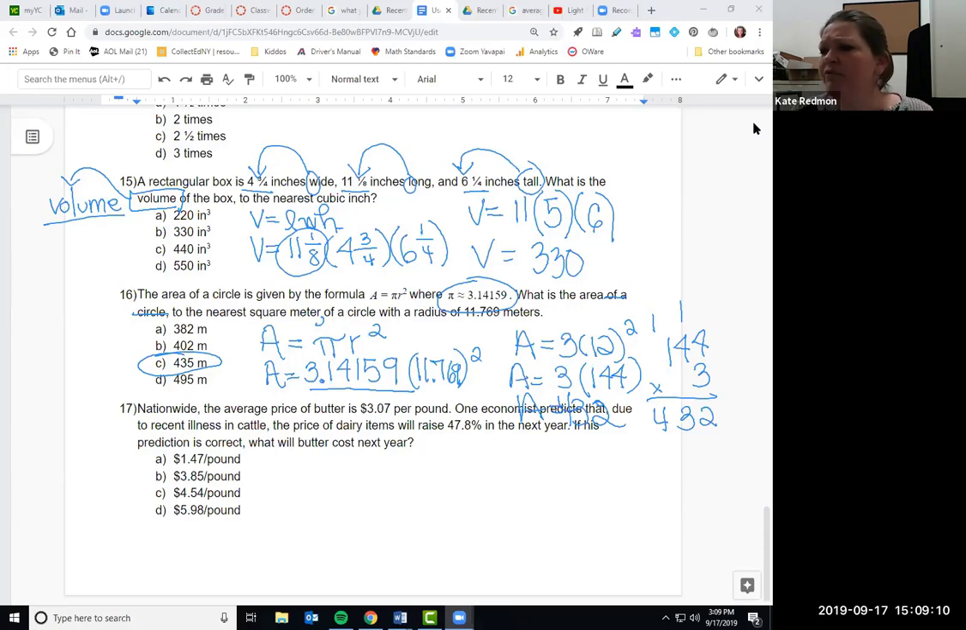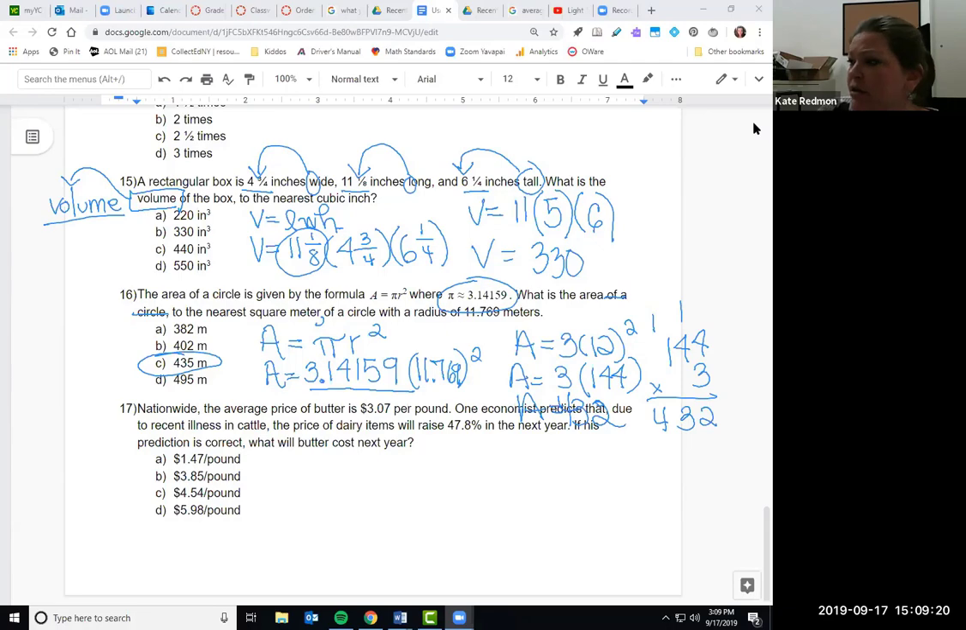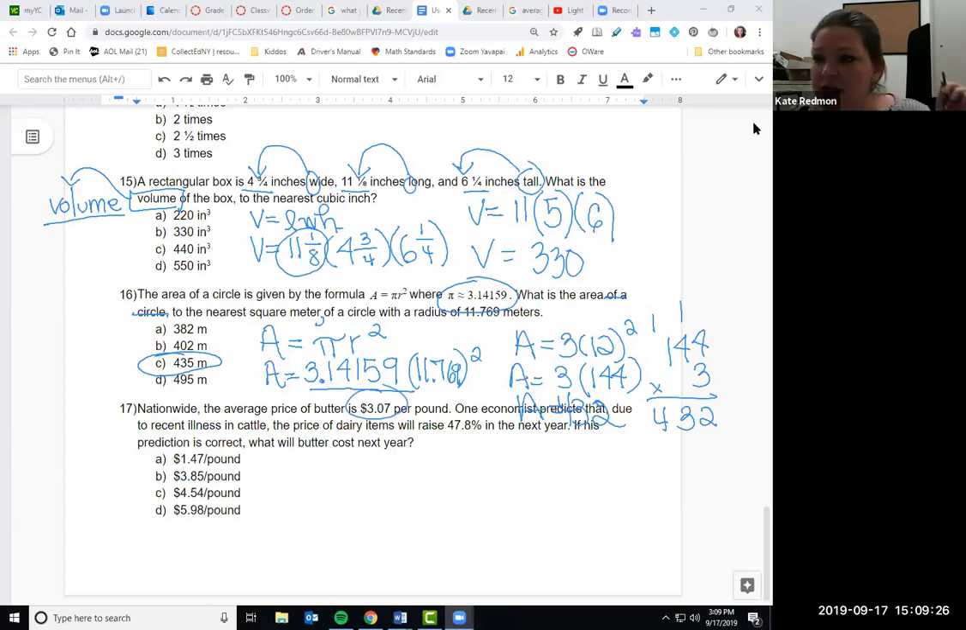Okay, first of all, before I even start estimating, guys, can you see that there's a completely stupid answer that I can cross off here? Yeah, A. How come that A is just ridiculous, David? Because you're increasing by 47.8%. The price of butter is increasing. If it started at $3.07 a pound and it increased, it could not be $1.47 a pound.